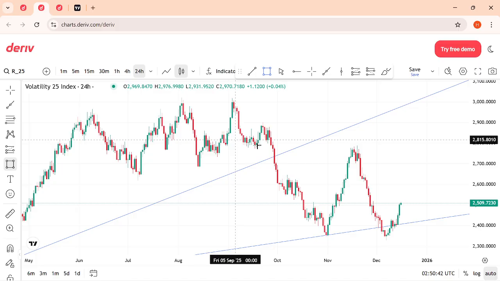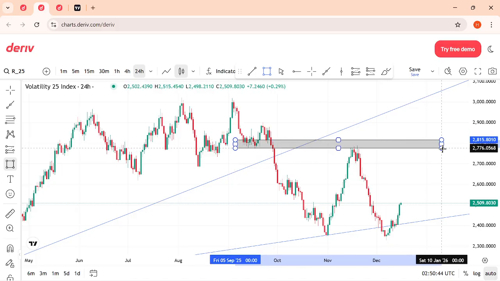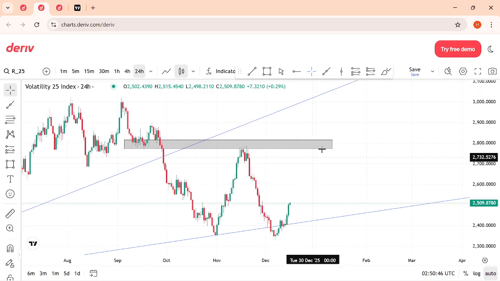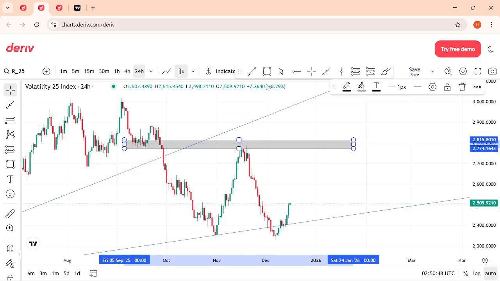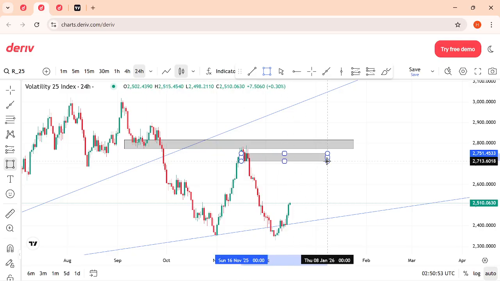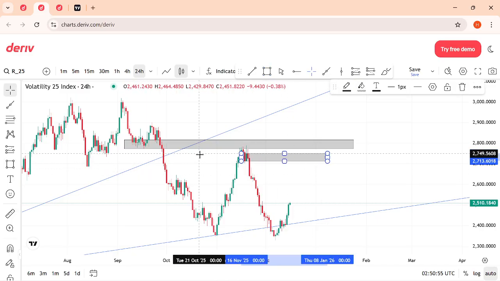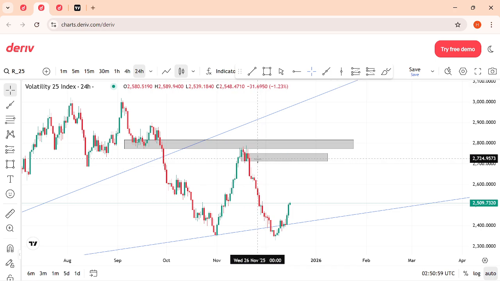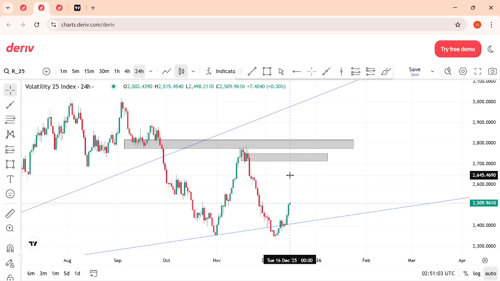So we had price respect this area, which is our mitigation area, and then there's this other block here, which is the next mitigation, but also another block. So this area is something I would say is an area of interest for the next trade, possibly for a sell, depending on how price reacts from here.